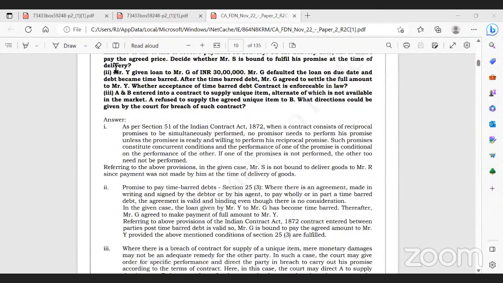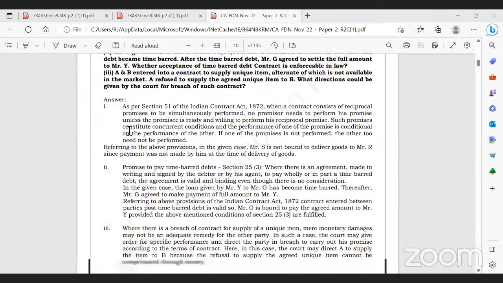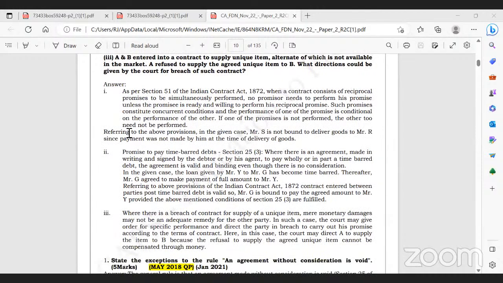Third sub-question: A and B entered into a contract to supply a unique item, an alternate of which is not available in the market. A refused to supply the agreed unique item to B. What directions could be given by the court for breach of such contract? Remember, when we did breach of contract, we did remedies for breach of contract. Do you remember?